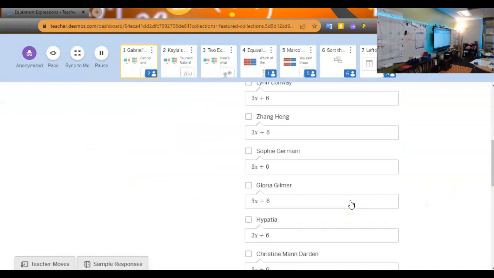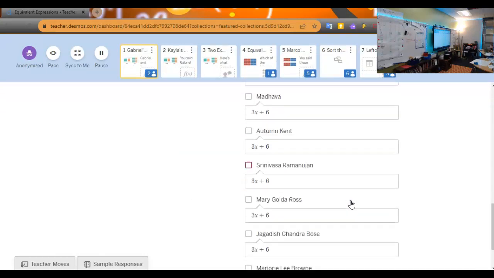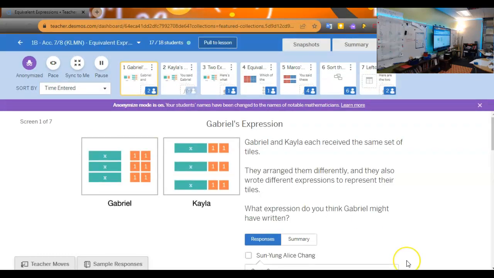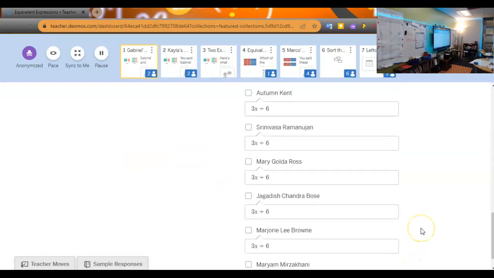3x plus 6, 3x plus 6. Whoa. Y'all, you all agree? I got a room of middle schoolers to agree? All of you said the same. Call the presses. I'm buying a lottery ticket.